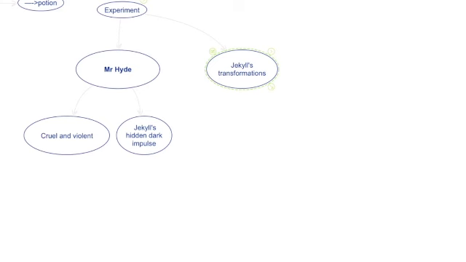Let's go back to our mind map. In the center of the mind map, beside Mr. Hyde, create a bubble called Jekyll's transformation. Below this, write Jekyll's loss of control. And at the bottom, add the keyword disaster.